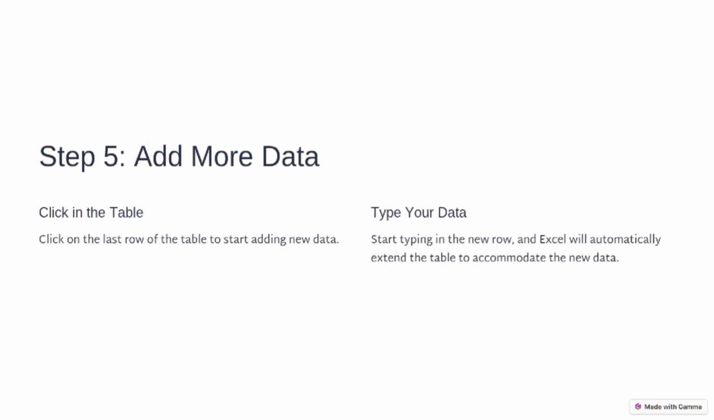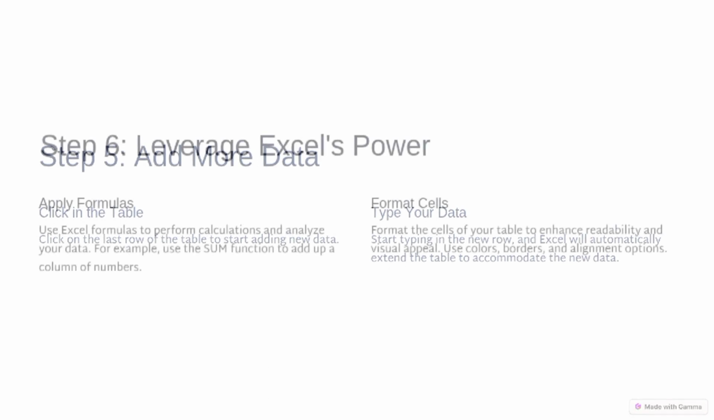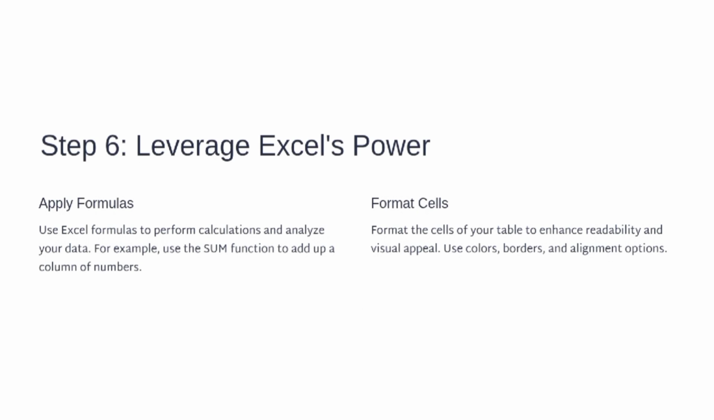Step 5. Add more data. Click in the table. Click on the last row of the table to start adding new data. Type your data. Start typing in the new row, and Excel will automatically extend the table to accommodate the new data. Step 6. Leverage Excel's power.